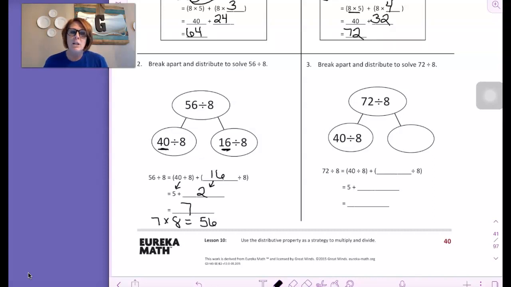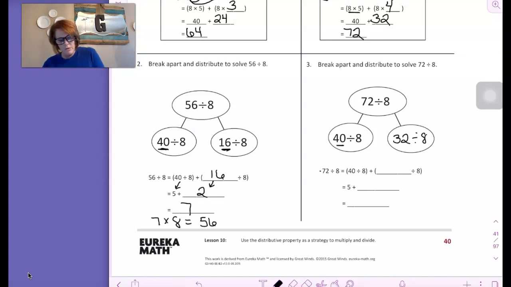So let's take a look at number 3. Break apart and distribute to solve 72 divided by 8. So again, they pulled out that nice 40 fact. So what's left when we take 40 from 72? We're left with 32, and we're going to still divide by 8.